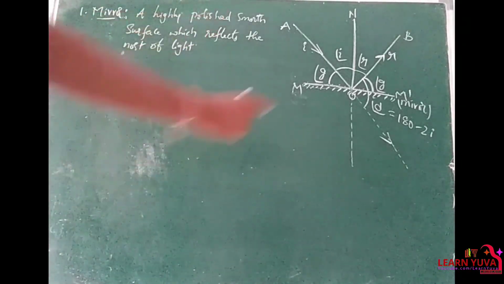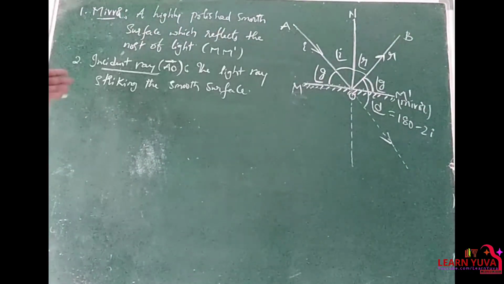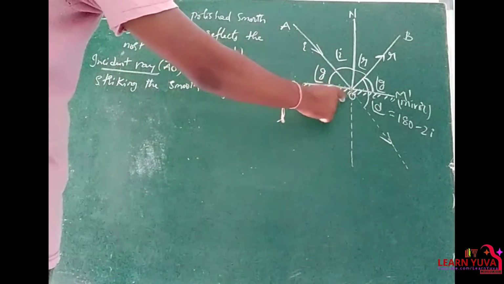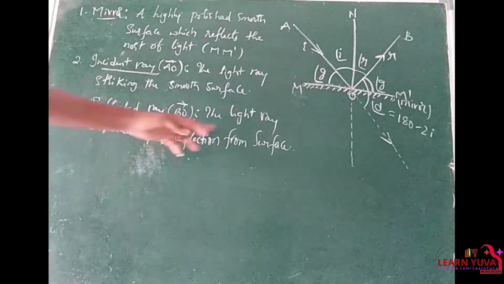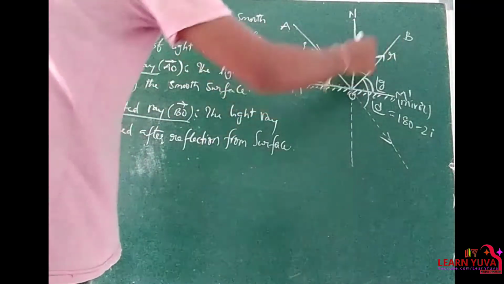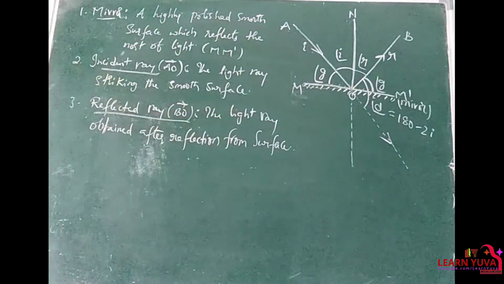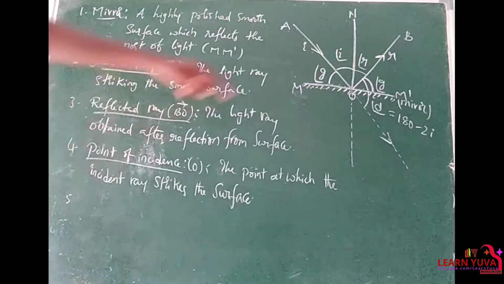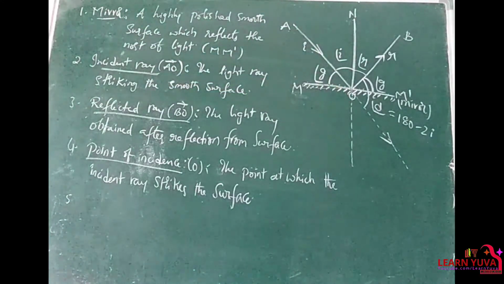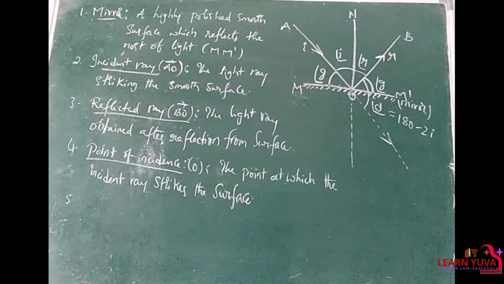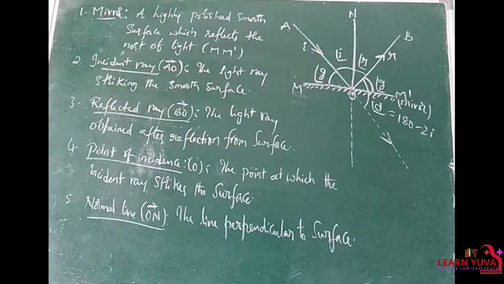Mirror: a highly polished smooth surface which reflects most of the light. Incident ray: the light ray striking the smooth surface. Reflected ray: the light ray obtained after reflection from the surface. Point of incidence O: the point at which the light ray strikes the surface. Normal line: the line which is perpendicular to the surface.